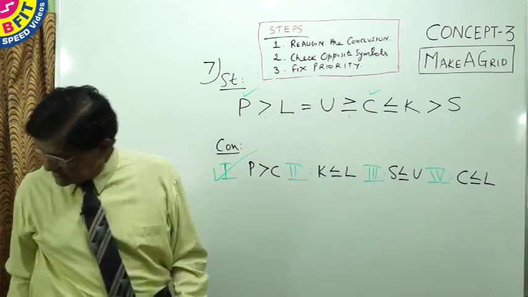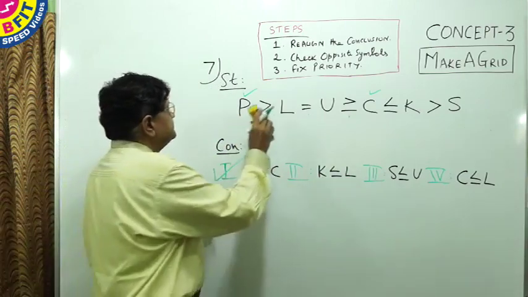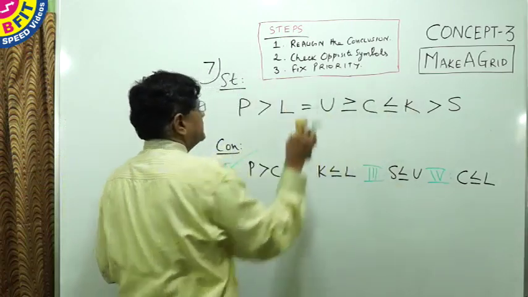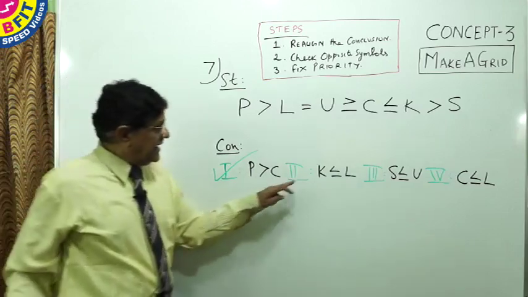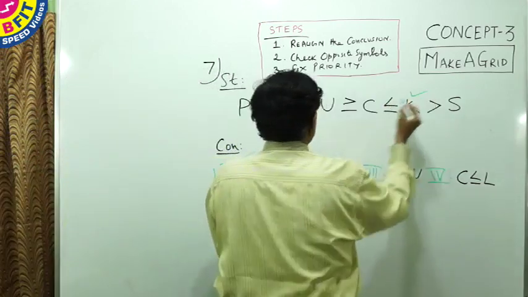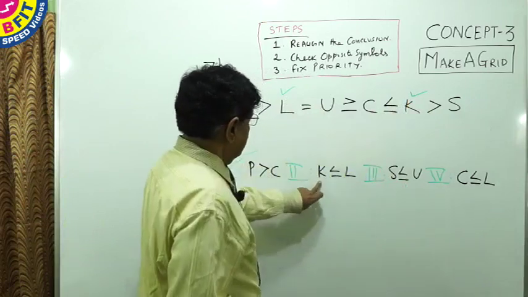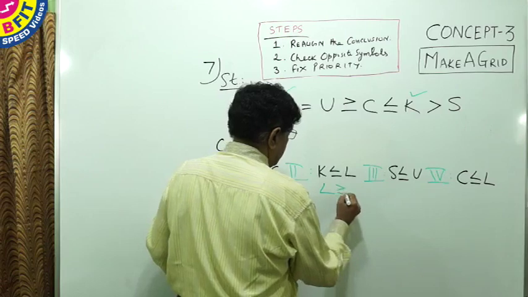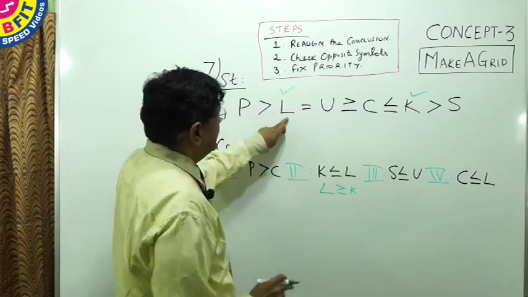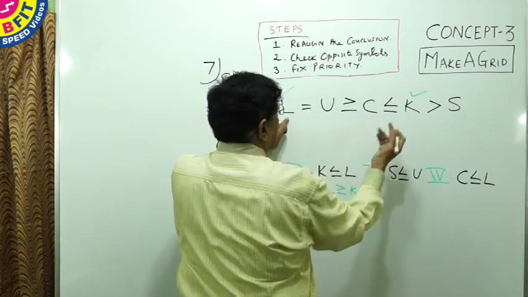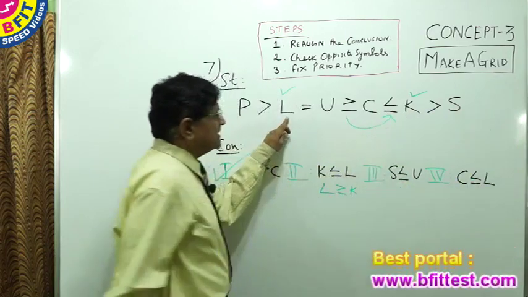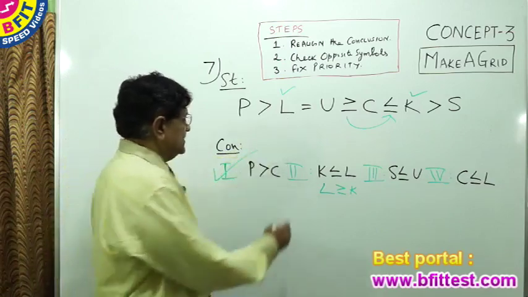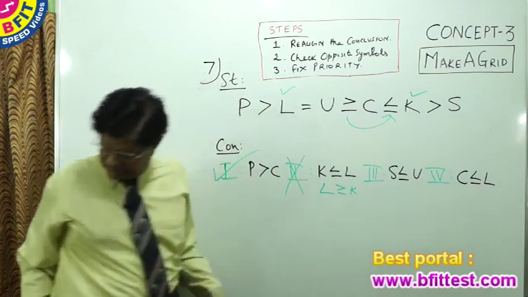Let us go to the next conclusion. The elements are K and L. K is here, L is here. Therefore, we have to verify L is greater than or equal to K. This is what we have to verify. There are conflicting symbols between L and K. Therefore, no conclusion is possible. Therefore, 2 does not follow.